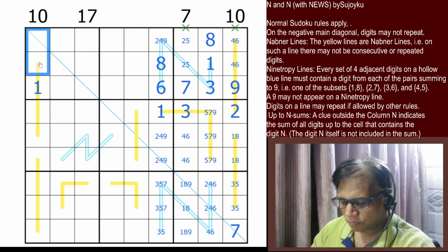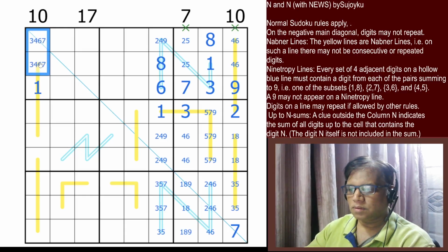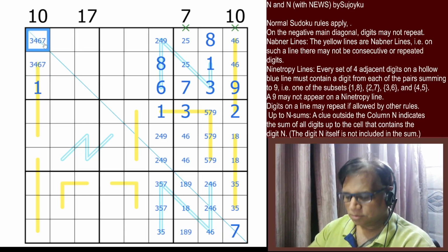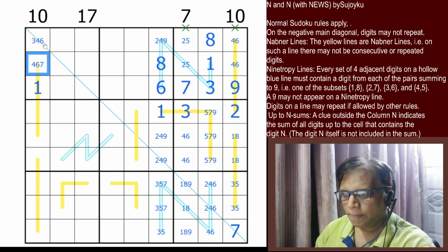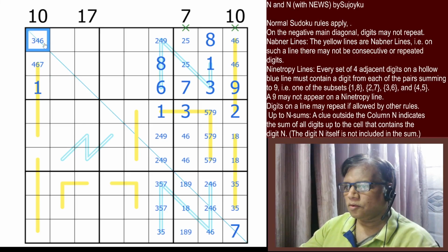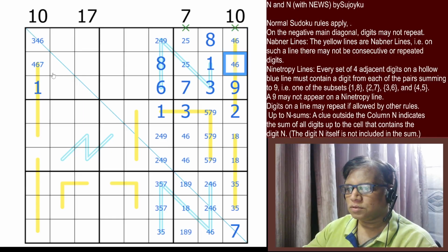So this is 3 7 or 4 6, right? 3 7 or 4 6. And now look, 7 is looking at this, right? So that cannot be 7, that means that cannot be 3. And we got something like 4 6.